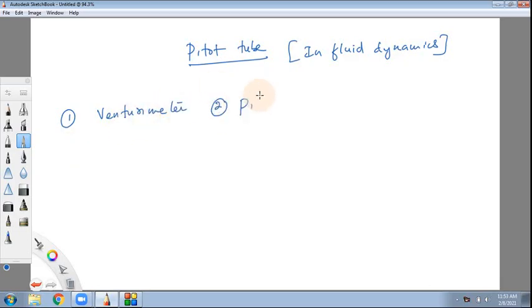Then we have what is called the pitot tube, which is based on a certain principle which we'll try to understand today. A slight modification of this is the pitot-static tube, which is a slight modification of this.